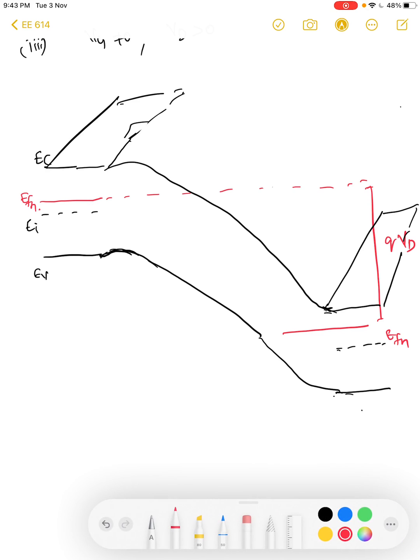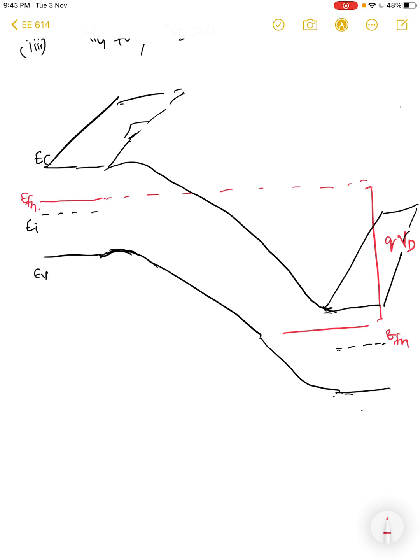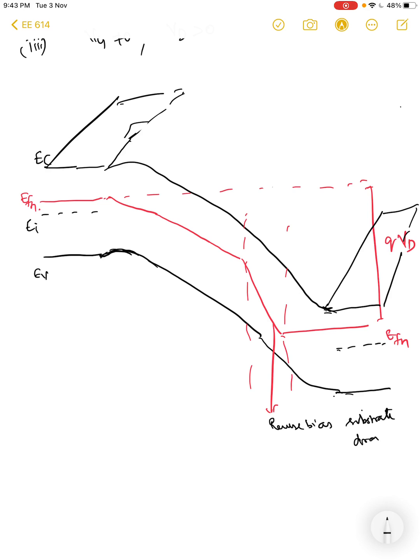So the Fermi level here will have a slight slope and a stronger slope here. This stronger slope is because of the reverse biased substrate drain junction, and this mild positive slope is because of the forward biased source body junction.